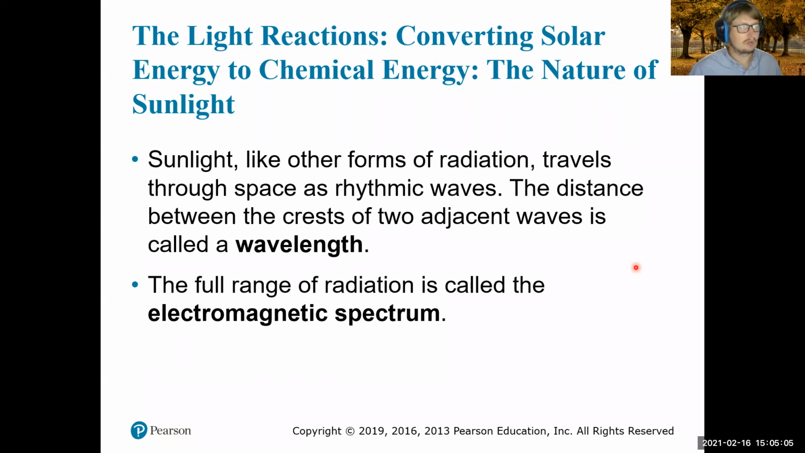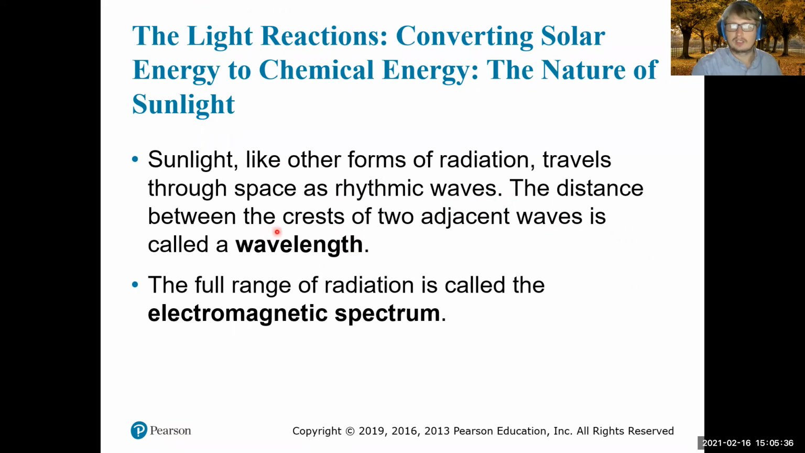And solar radiation travels through space as rhythmic waves, okay? And so it's important to understand what these waves actually are and what's actually going on in order to understand kind of the light reaction process in photosynthesis, okay? And so as solar radiation is traveling through space as these waves, you can actually think about them as like waves on the ocean. So it has a crest and a trough.